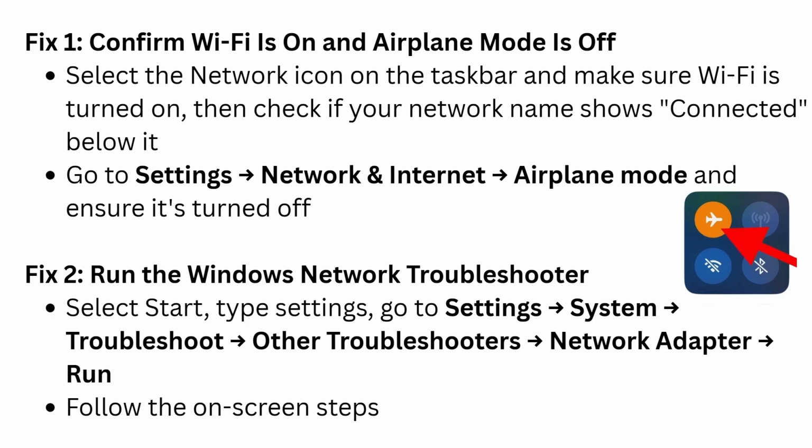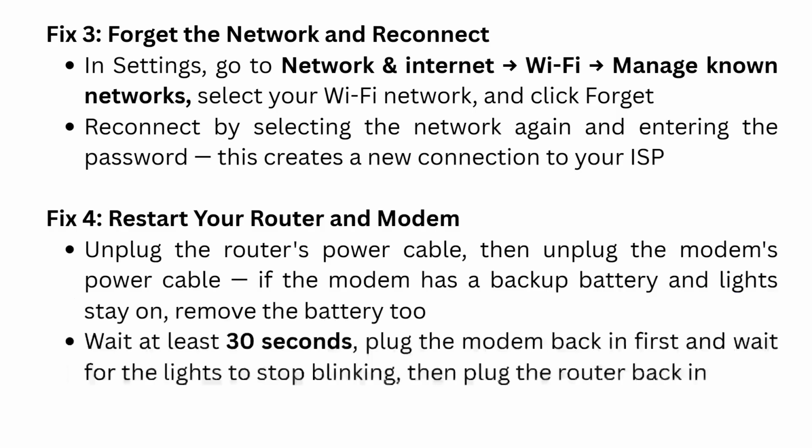Fix 2. Run the Windows Network Troubleshooter. Select Start, type Settings, go to Settings and then select System. Then select Troubleshoot and go to Other troubleshooters. Select Network Adapter and then click on Run. Follow the on-screen steps.